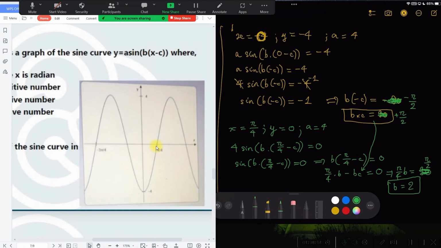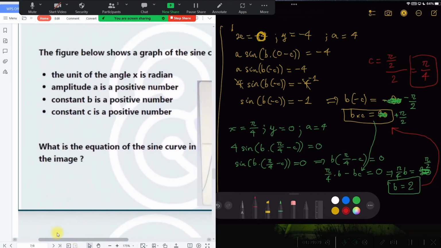We found b, we found a already, so we need to find c. Plug this one back into here. What do we have? Gắn này vô lại, mình sẽ kiếm được là c will be equal to pi divided by 2 divided by b is also 2. It's gonna be, we found c already. Nó ra chưa mọi người?